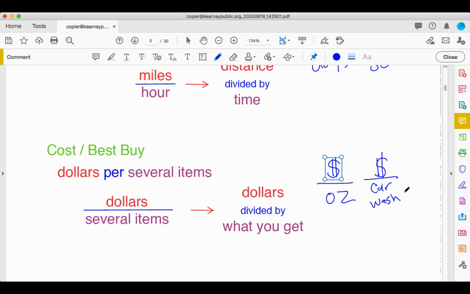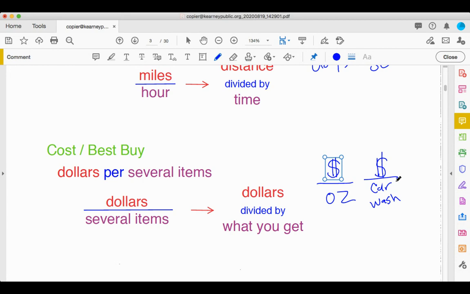Sometimes they have a deal. $30 will get you 6 car washes. Okay? So what do I have to spend? $30 divided by how many car washes do I get? 6. How much is it for one car wash? You buy them individually, they're like $7 maybe. Okay? So you get a little deal when you buy in bulk.